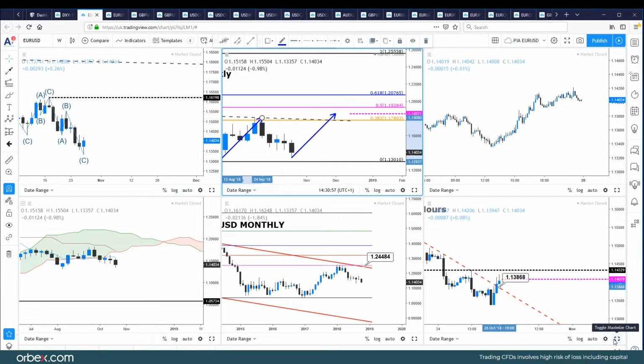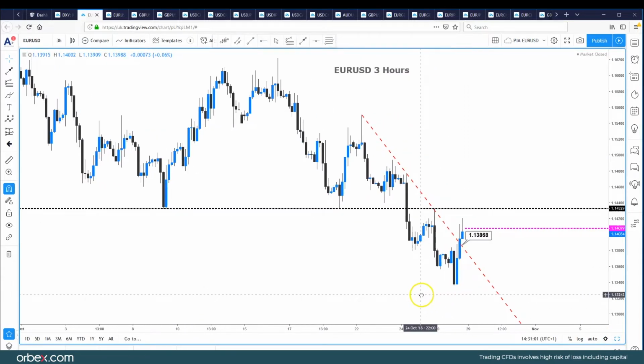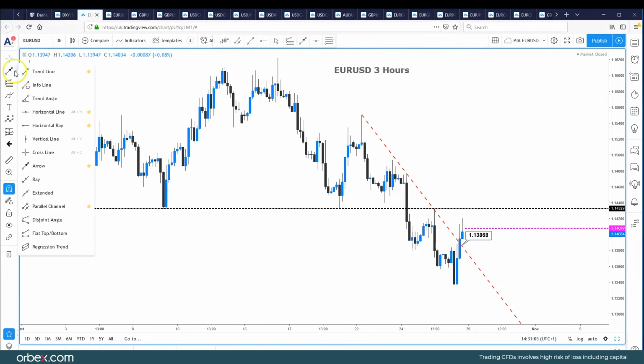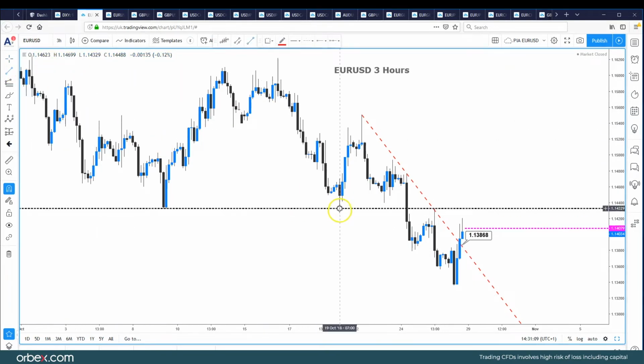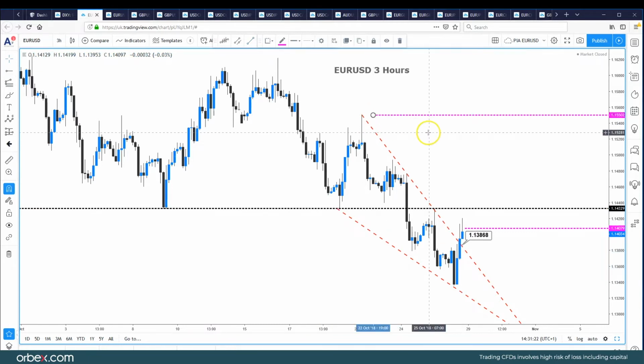If we go to shorter time frames, we're just going to look at this 3-hour chart. We've broken what could easily be seen, let's get that trend line, as a wedge formation to the upside. The projected move for the wedge, the first target area we're really looking at is around about 115.50.